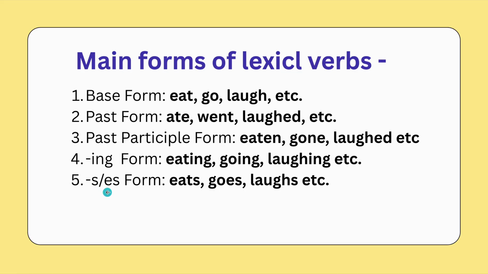S or es form: eats, goes, laughs, etc. So if any consonant is there on the last character of the verb, then we will add s. If vowel is there on the last character of the verb, then we will add es. Okay.